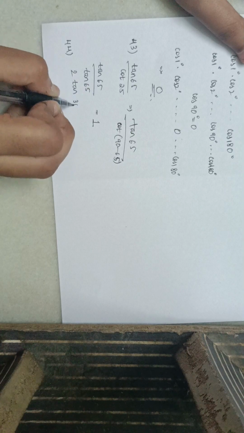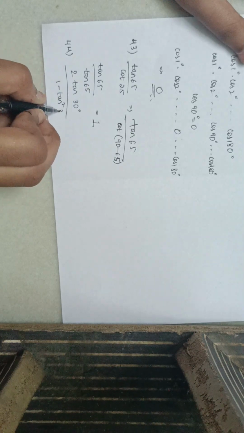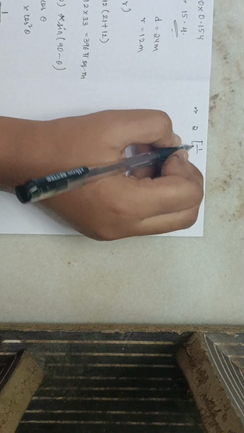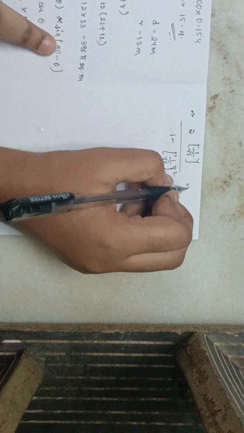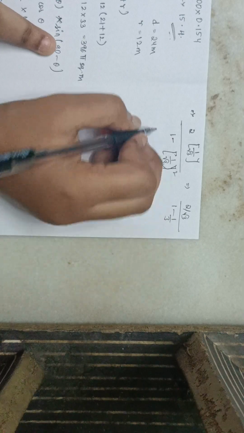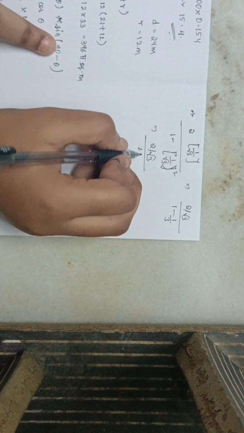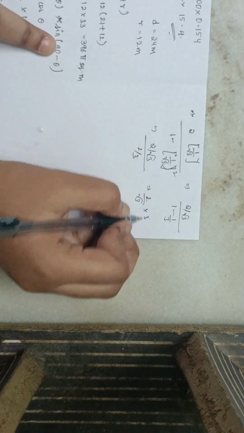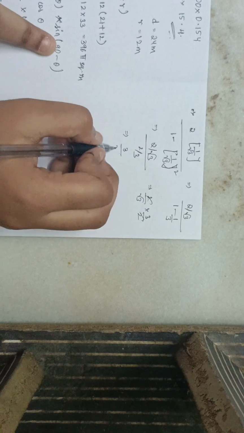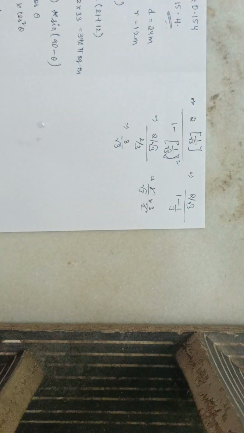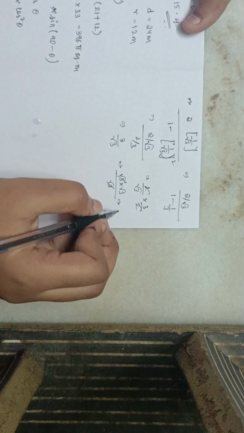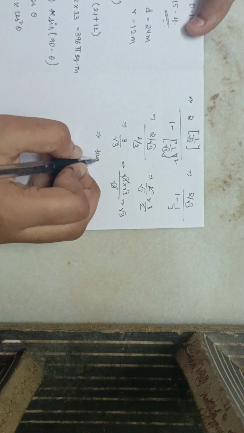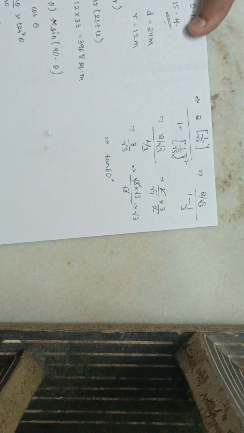2 tan 30 by 1 minus tan square 30. We know the value that tan 30 equals 1 by root 3. And 1 minus 1 by root 3 whole square. So 2 by root 3 by 1 minus 1 by 3. 2 by root 3 by 3 minus 1, 2 by 3. So 2 by root 3 into 3 by 2. 2 cancels. 3 by root 3. So 3 can also be written as root 3 into root 3 by root 3. So root 3 cancels. The value is root 3. That means that equals tan 60. So the option is tan 60.